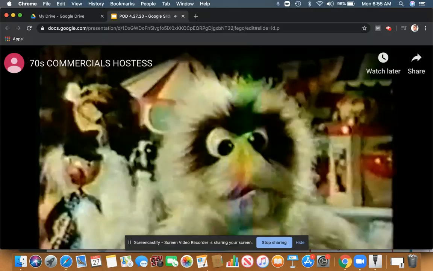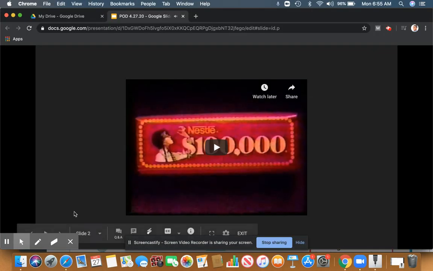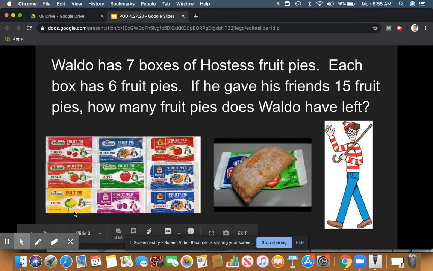Alright, guys. Those commercials were from the 1970s. Let's take a look at today's problem. Waldo has 7 boxes of Hostess fruit pies. Each box has 6 fruit pies. If he gave his friends 15 fruit pies, how many fruit pies does Waldo have left?